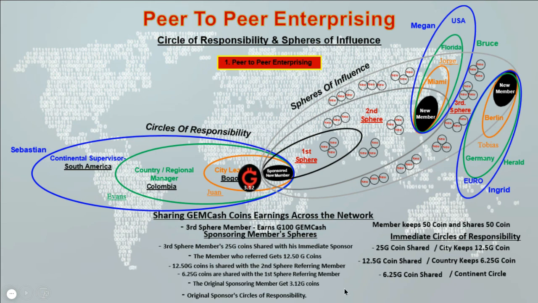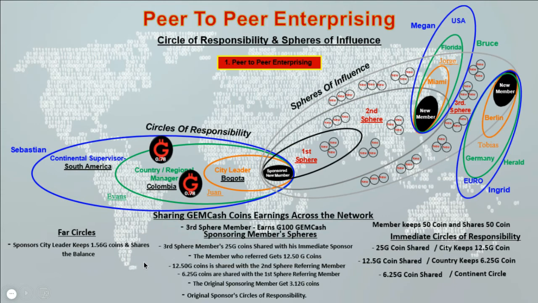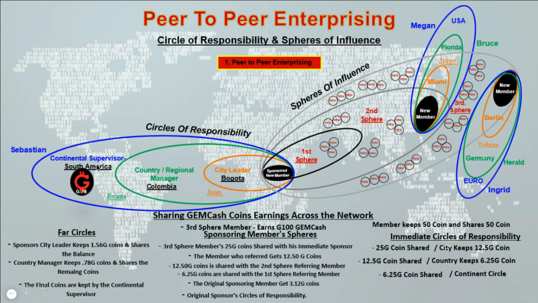So our team members have to get compensated. So that coin gets split in half again. Now we start with the far circle of responsibility. Juan gets to keep half of it. The other half goes to Evans. Evans didn't do anything for that $1.56 worth of Gem Cash. So that now gets split into 78 and 78. Evans keeps 78 cents worth of Gem Cash, and Sebastian keeps the other 78 cents worth of Gem Cash, which came all the way from this member in Berlin.